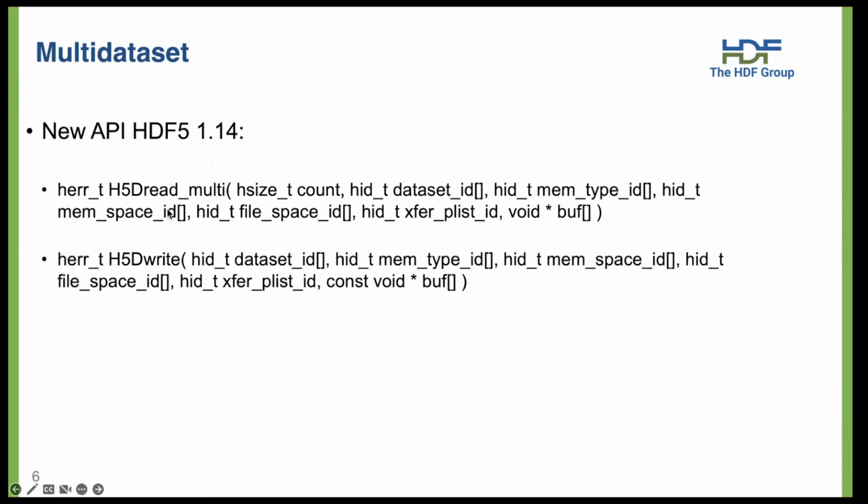And so the new APIs will look something like this. What you'll do is loop over your datasets, create them, and then pass in those arrays. The count is the number of datasets you have. The dataset IDs is an array of the datasets returned from H5Dcreate. You have the mem types for each of those datasets, the mem spaces for each of the datasets, arrays, and a file space. And then you have a big buffer of all the datasets you want to write.